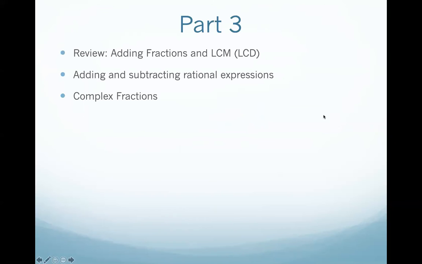Welcome to the Chapter 8, Part 3 video. We will be reviewing how to add fractions and looking at the least common multiple, which is the least common denominator, but not necessarily as a denominator. Looking at adding and subtracting rational expressions, and then finally closing out with complex fractions.